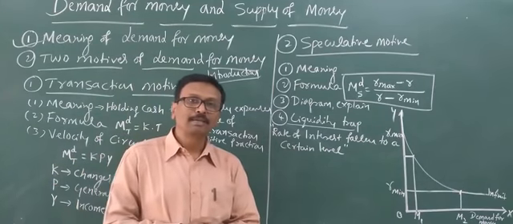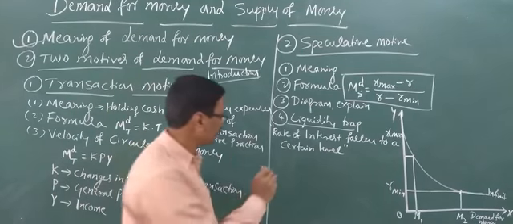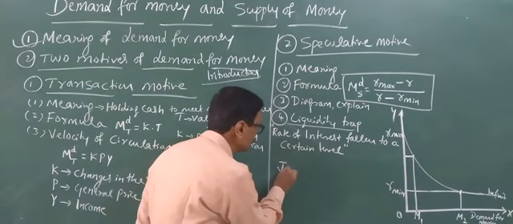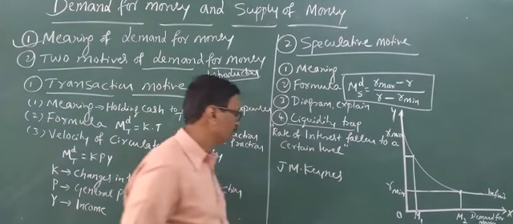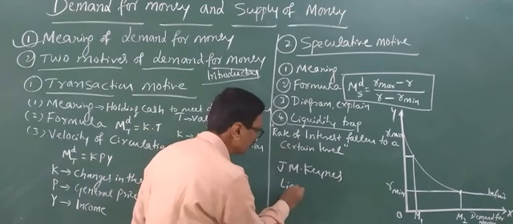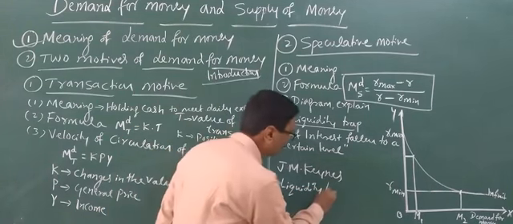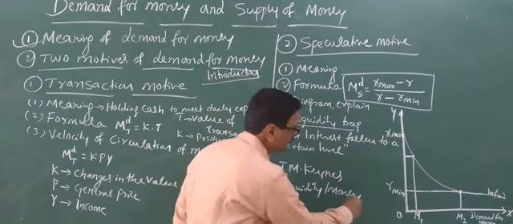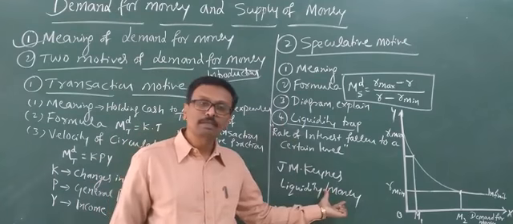Demand for money. Money can be used as liquidity. I think that effective word was given by J.M. Keynes. Liquidity. Liquidity is nothing but money. Demand for money. The term liquidity indicates demand for money.